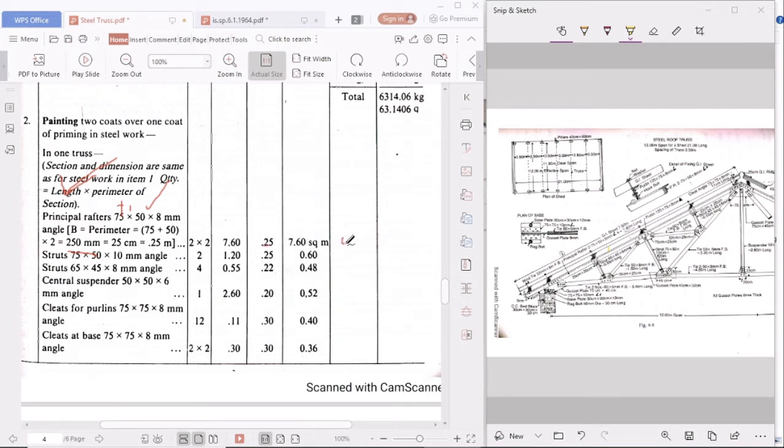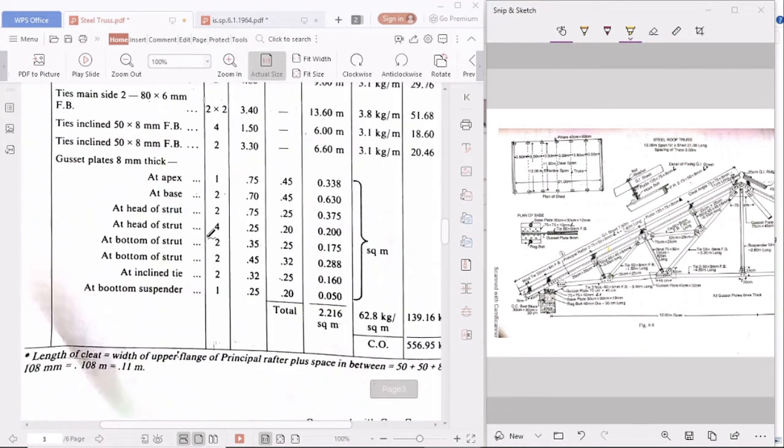So what we have done here is add the two dimensions, 50 plus 75, into 2, because two faces will be there. Your number will be the same as in the calculation part, your length will be the same, but this part we have to calculate. So we get 7.60 square meters. Once again I will show you.